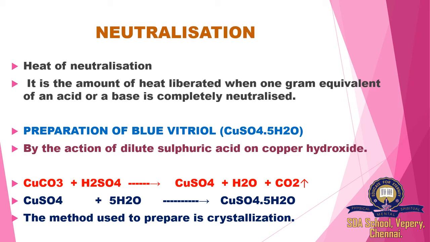copper carbonate reacts with sulfuric acid. First it produces copper sulfate and water, and carbon dioxide gas is evolved. Copper sulfate then combines with 5 molecules of water, and it becomes copper sulfate pentahydrate. The method used to prepare it is the crystallization method. We already prepared zinc sulfate by the same method, so we follow the same steps to prepare copper sulfate pentahydrate.